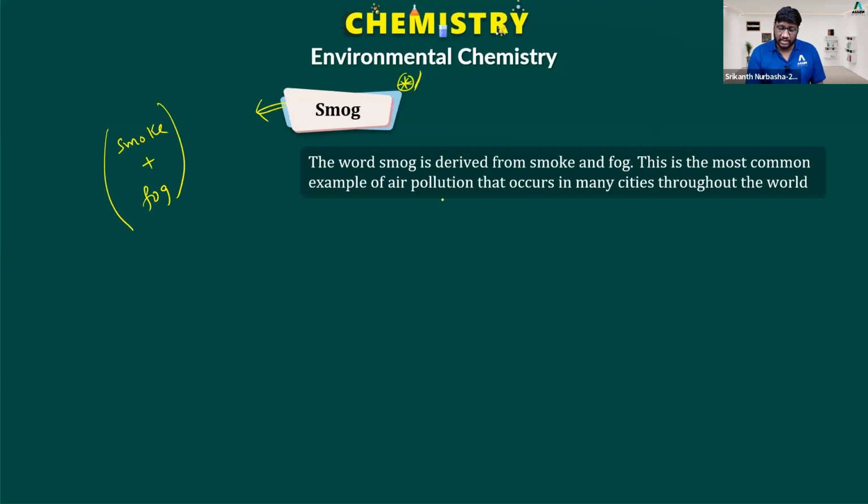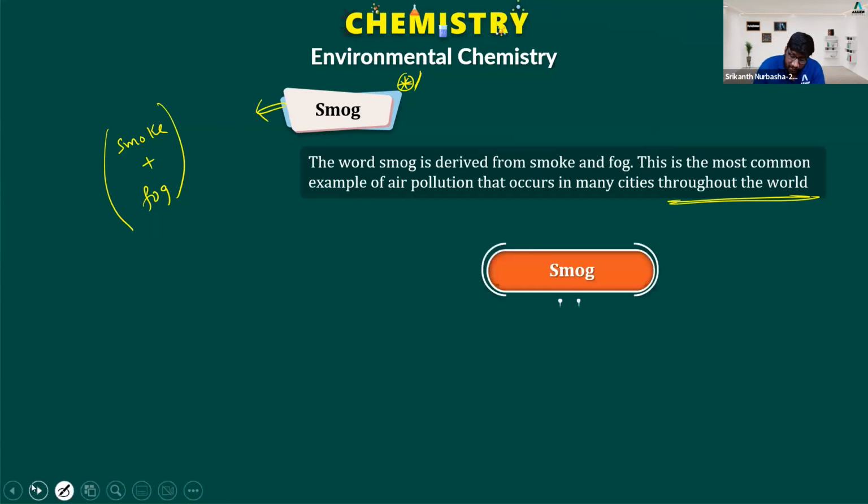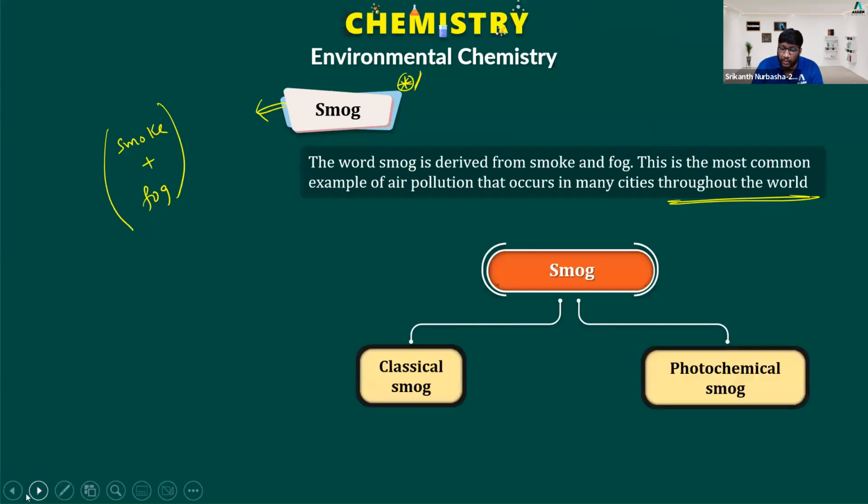This is the most common example of air pollution that occurs in many cities throughout the world. Smog is actually classified in two types, classical smog and photochemical smog. The word smog is derived from smoke and fog. It can be again two categories, classical smog as well as photochemical smog.